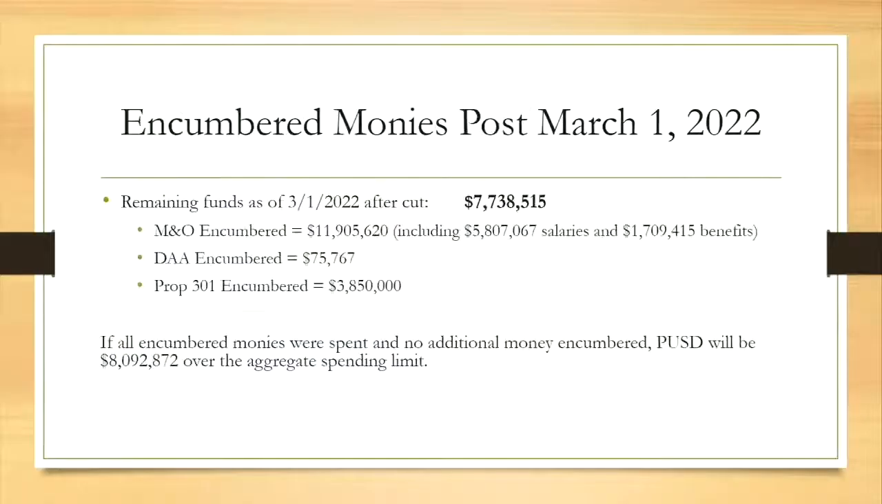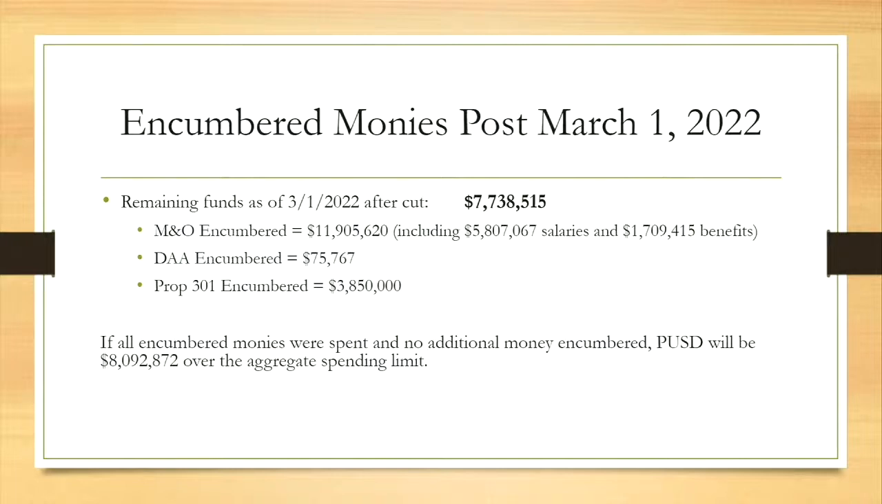Let me talk about March 1st through June 30th expenditures. So our remaining funds after the reduction is 7.7 million. Right now, if we don't hire a single new position or open a new purchase order, because when we open up a purchase order, it encumbers that money, it earmarks it. It's like it's spent until we close that purchase order and then it frees it up.